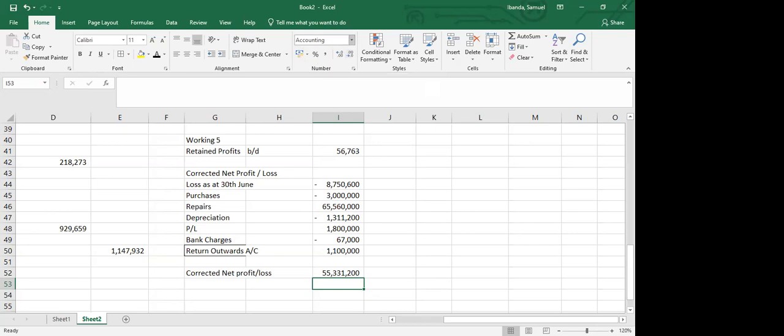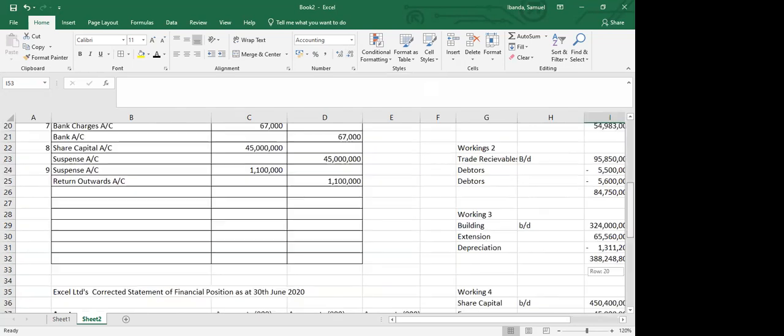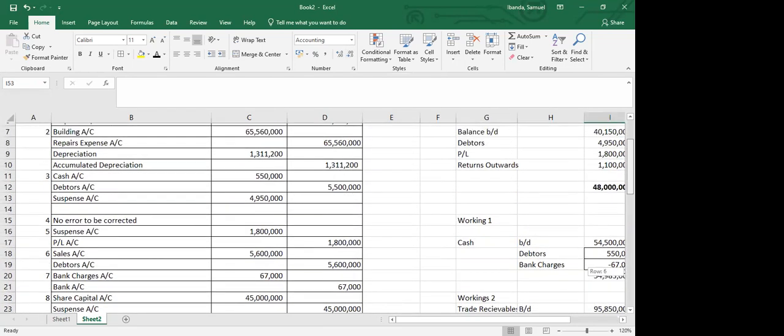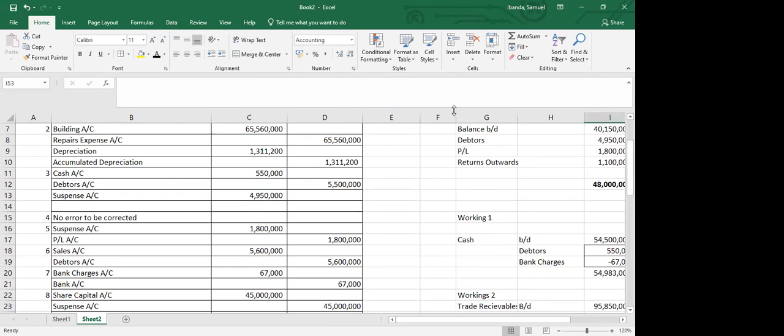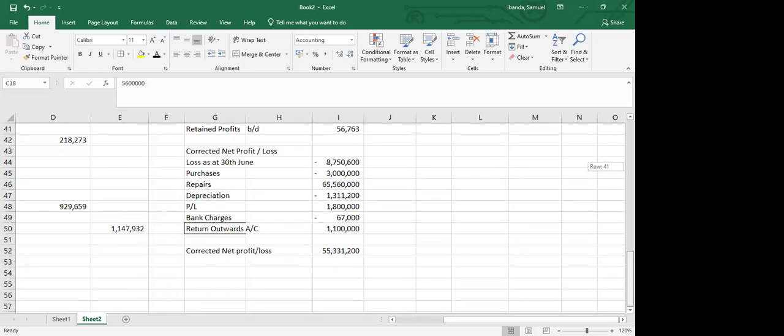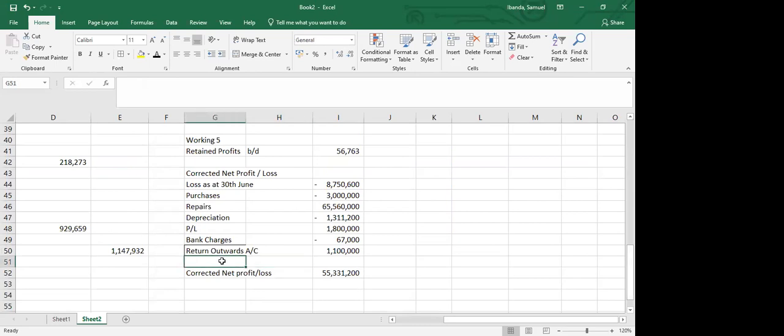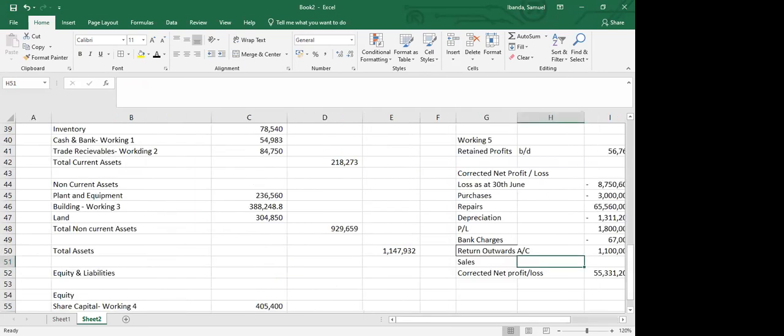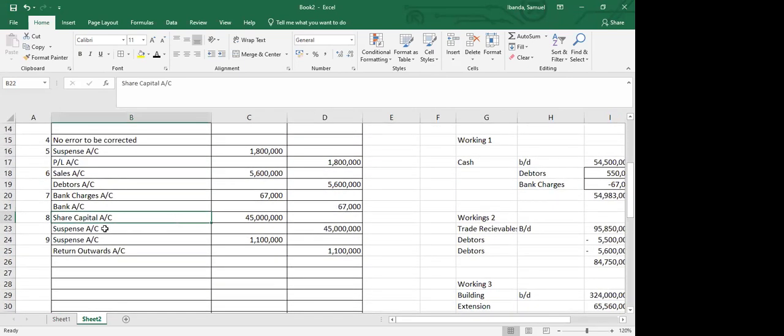Let's just confirm that we've included everything from the errors, just for us to understand that we've included everything. Okay, we included purchases, we included the depreciation, we included the P&L. Did we include the sales? Because the sales also affect our P&L. Let me check and see if we included the sales. Okay, we didn't include the sales. So what we can do is include the sales here. That's why I've left a gap there. So if there was an error corrected on sales, it would also affect us.